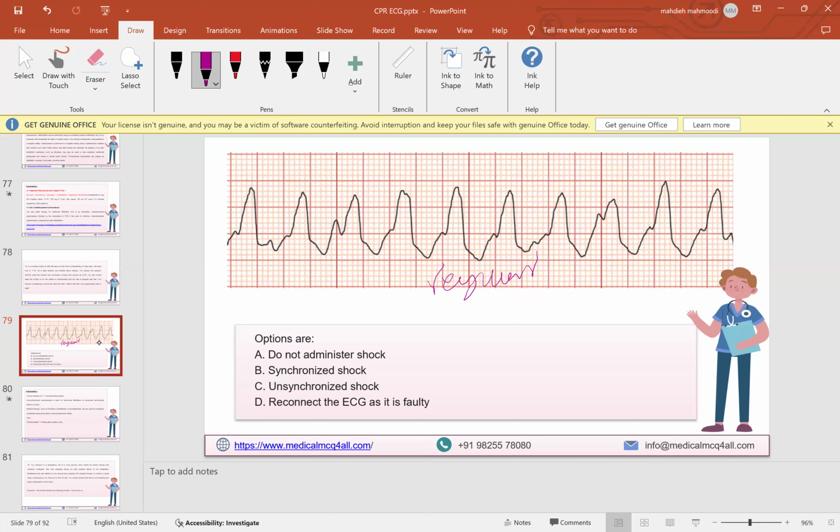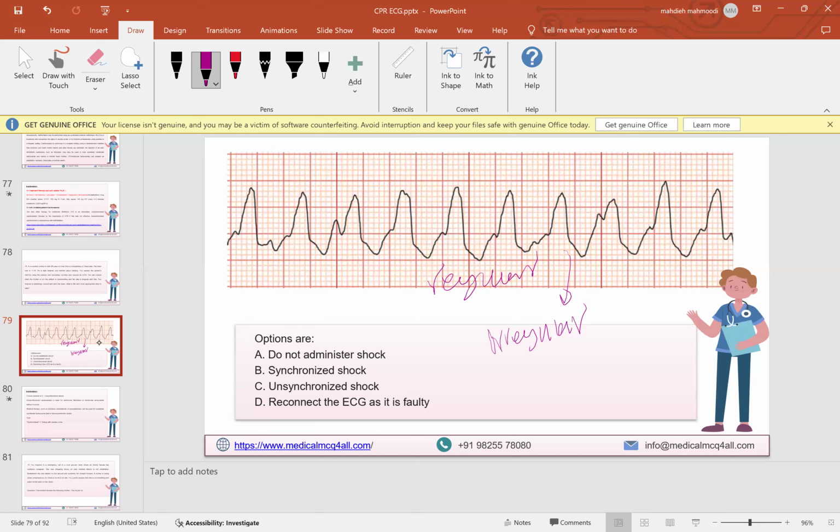Second, then after a while, it becomes irregular. What would you do? Same. If the patient is unstable, we go with the pulse. If the pulse is there, synchronized. If pulse is not there, unsynchronized. If the patient is stable, then we won't touch the patient. If the pulse is not there, you start CPR, you look what is the rhythm. Is it shockable or non-shockable?